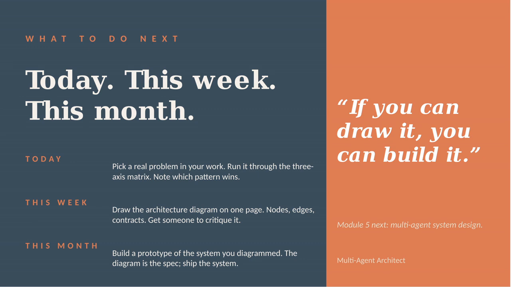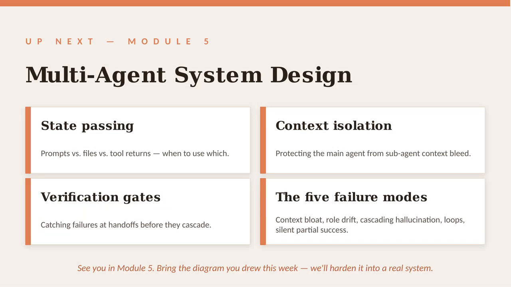This month, build a prototype of the system you diagrammed. The diagram is the spec. Ship the system. You don't have to ship a polished version. A prototype that demonstrates the pattern with all the agents wired and the contracts honored is enough. The point is to take the design from the page to working code. If you can draw it, you can build it.